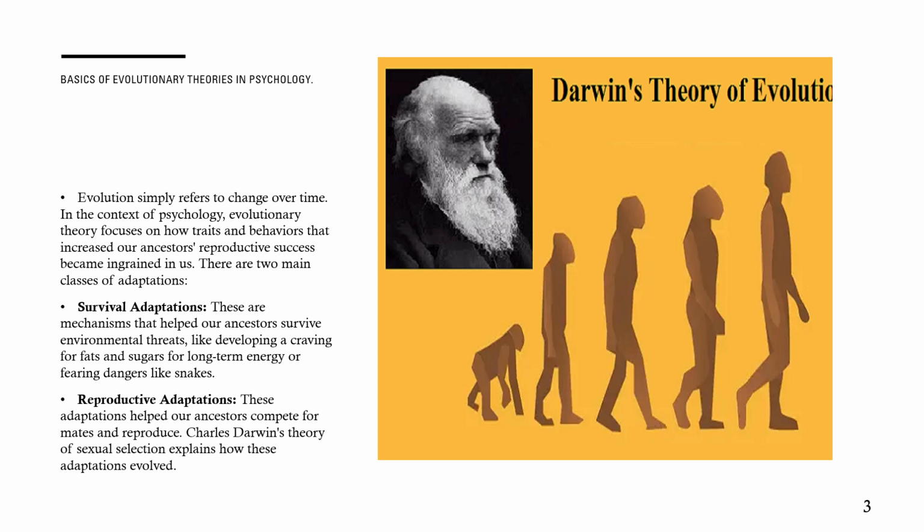Evolution simply refers to change over time. In the context of psychology, evolutionary theory focuses on how traits and behaviors that increased our ancestors' reproductive success became ingrained in us. There are two main classes of adaptations. The first is survival adaptations. These are mechanisms that help our ancestors survive environmental threats, like developing a craving for fats and sugar for long-term energy or fearing dangers like snakes.